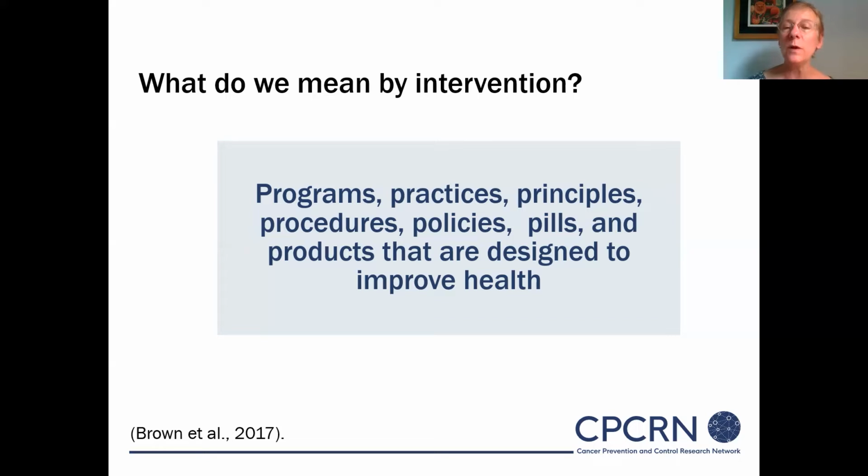So what do we mean when we use the term intervention? An intervention is really just a solution, a strategy, something that you have chosen as a way to address your problem and improve health and health-related outcomes. This is a definition from Brown and colleagues where they refer to interventions as encompassing programs, practices, principles, procedures, policies, pills, and products. So it's very broadly defined when we use the term intervention.